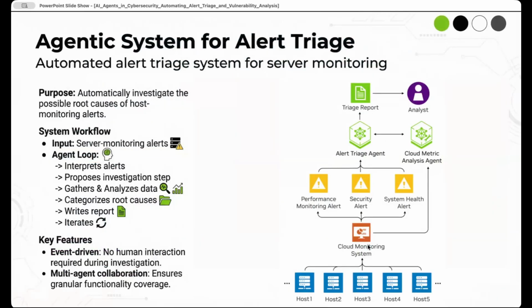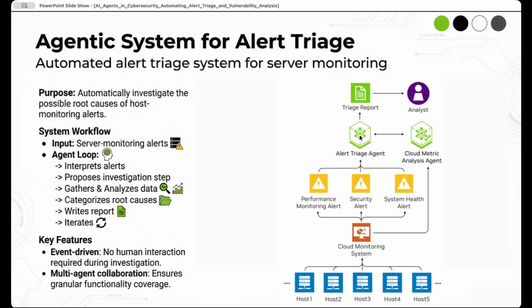This is the architecture of the agentic system for alert triage. Basically, it's like a cloud; you can think of it as NVIDIA cloud services. You have lots of hosts running, and there's a cloud monitoring system to say which instance is up or down, or which service is up or down. Then there will be some performance-related monitoring to see, for example, whether the GPU is properly leveraged and the resources are properly planned and leveraged. There can be a security alert or system health alert, so you can define all types of alerts in your system.